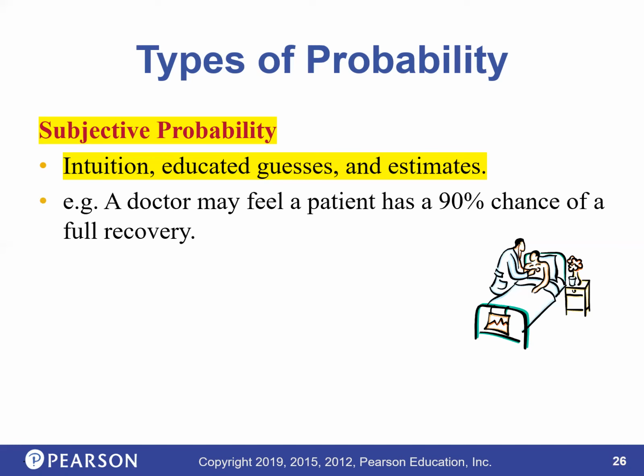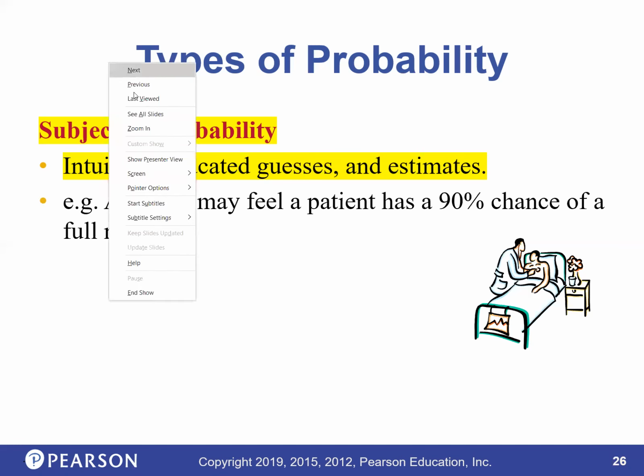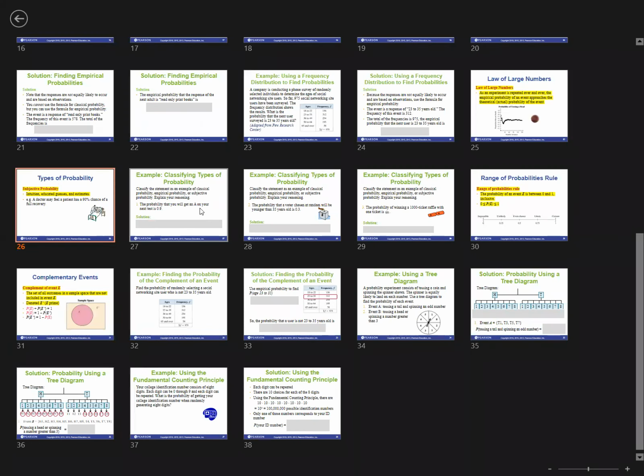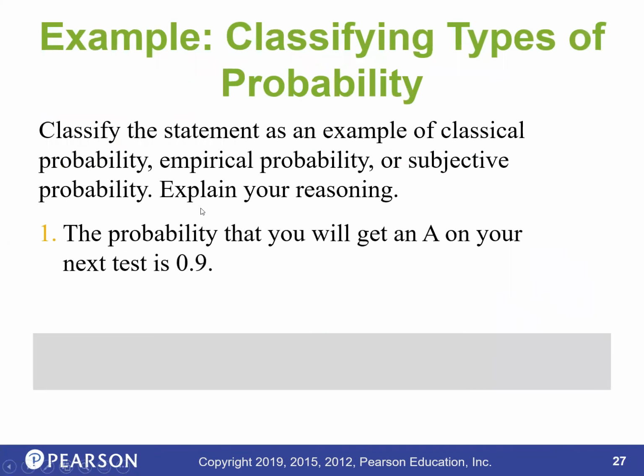Let's go just real quick here. The homework questions are going to ask you to do this here. They're going to ask you to classify the probability. So as you read this, just real quick, don't need to write it down. Just kind of think with me real quick here. So classify the example below as classical probability, empirical probability, or just subjective probability. Okay. So the probability that you'll get an A on your next test is 90%.